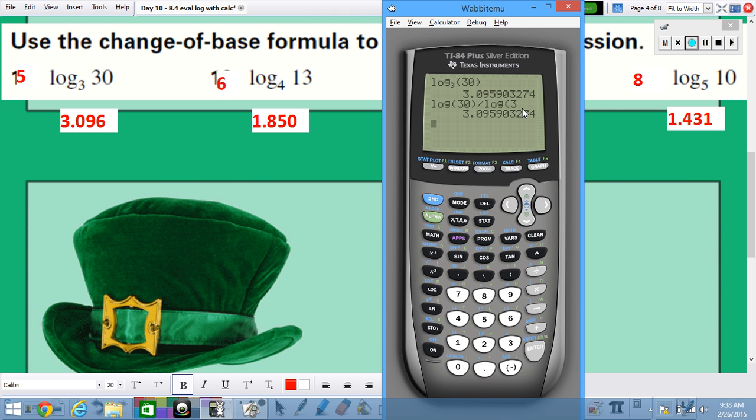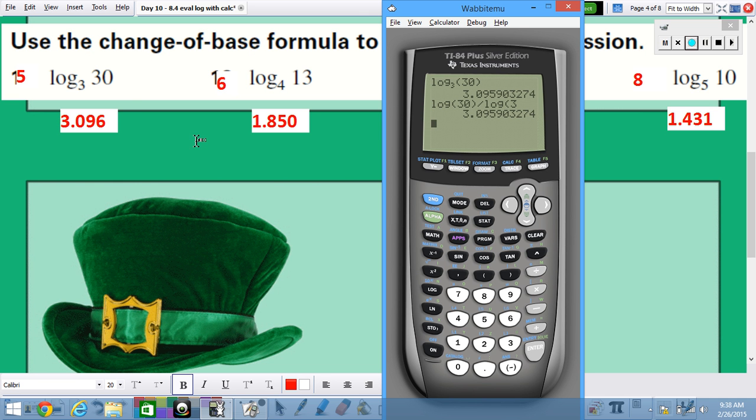I want you to understand how to use the change of base formula, because you might get a question that says rewrite using the change of base formula, and then you're going to get it wrong and be like, OMG, I can't believe I got such an easy question wrong, and I'll say, ha, I told you so. So that's the moral of the story.